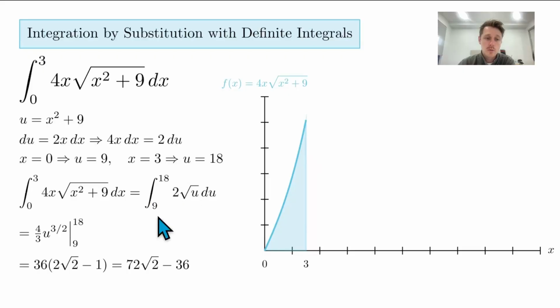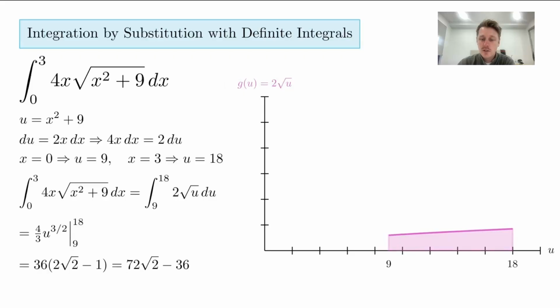But what we just said was, all right, this area is the same as the area underneath the function between 9 and 18 of the function 2 root u du. So if we look at what that might look like, we can see that if we create a new function g of u, then that's now what's on our y-axis, and we've got our u-axis here. So we can see that area has been transformed to be this area, which is much easier to compute.